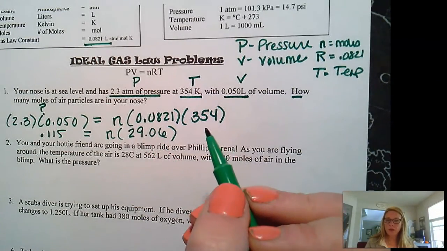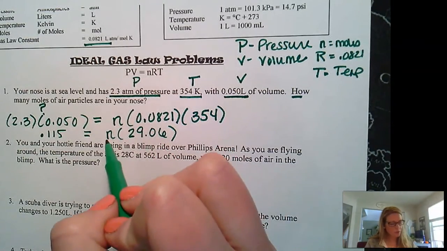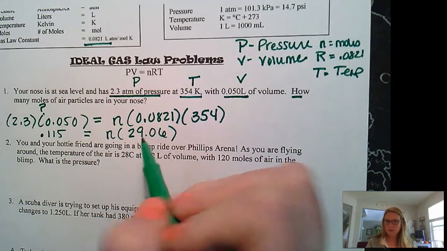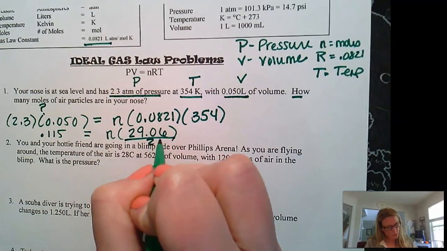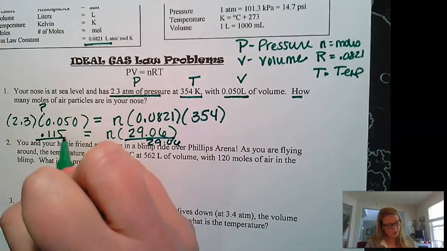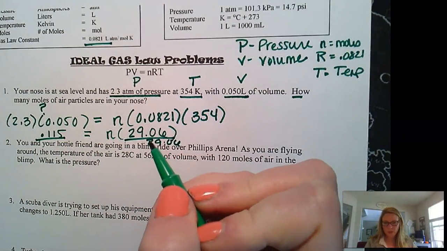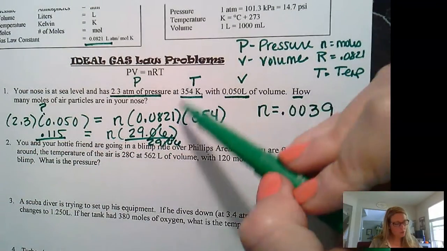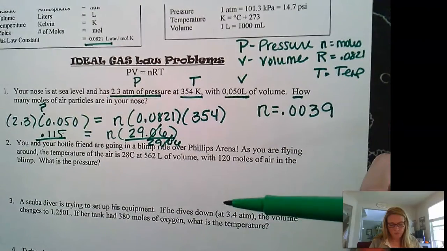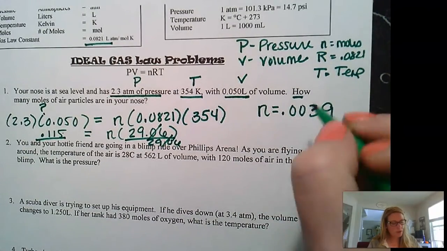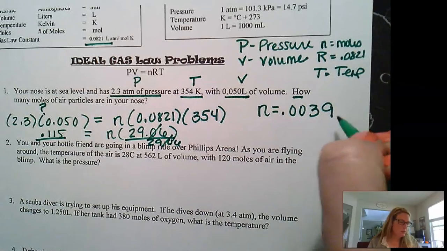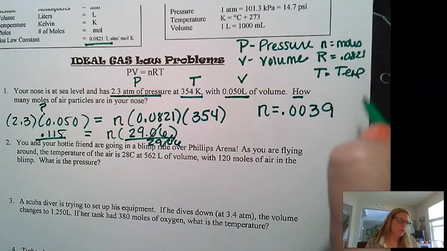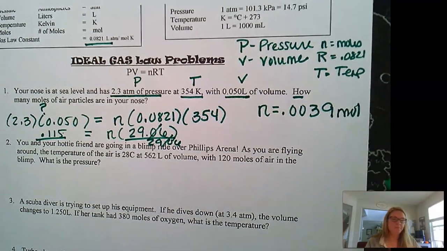Now I need to solve for n. In order to solve for n and get it by itself, you have to do the opposite. n times this, the opposite is division. So we divide this side by 29.06 and divide the other side by 29.06. Once I divided those out, dividing 0.115 by 29.06, I got n equals 0.0039, and it's moles, 0.0039 mol. Okay, so that's about it for this section.